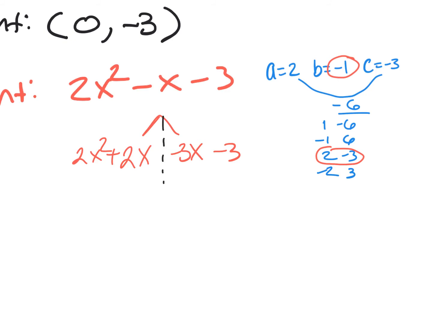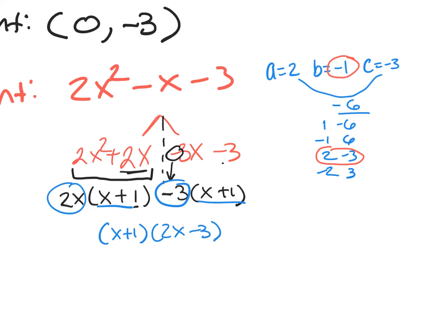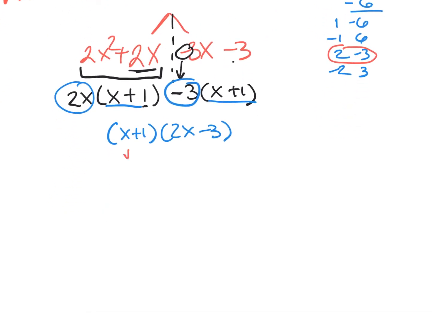Split our problem in half. Greatest common factor on both sides. So I can take a 2x out here. Remember, when it's exactly the same, you have to have a 1 there. You have to have that placeholder. Always copy that sign down. Negative 3x divided by negative 3 is a positive x, and negative 3 divided by negative 3 is positive 1. So now our parentheses are the same. x plus 1 is one of our factors, and 2x minus 3 is our other factor. To solve, we now take our factors, set them both equal to 0, and solve for x.